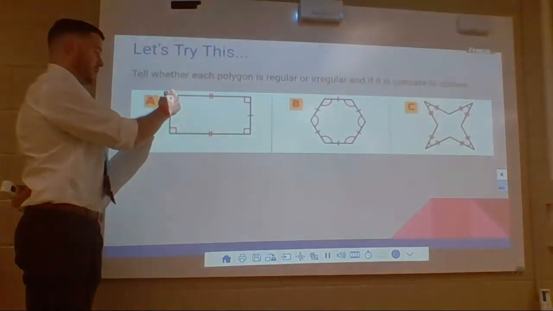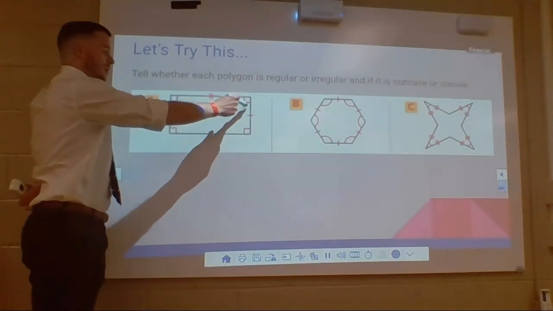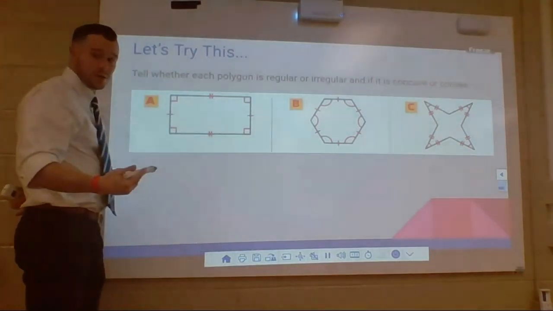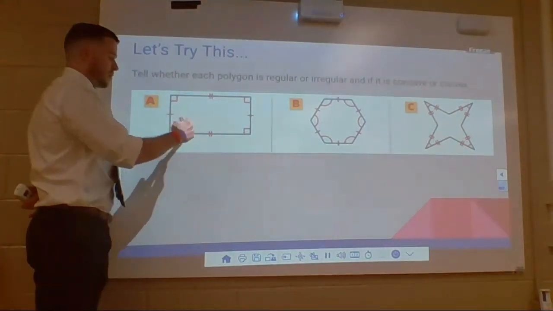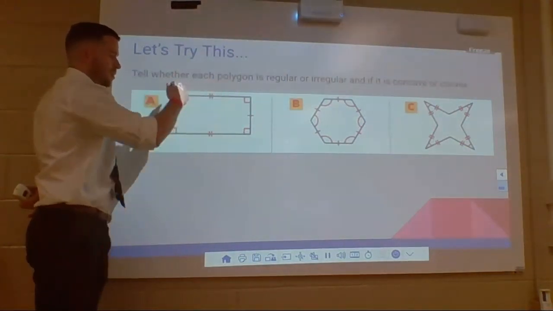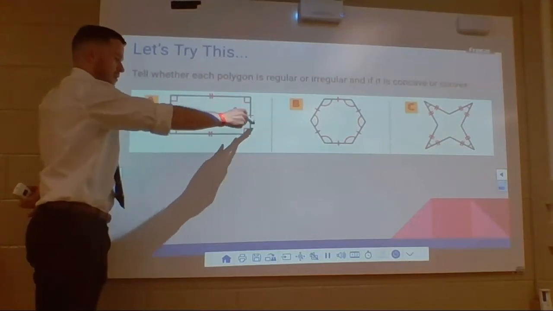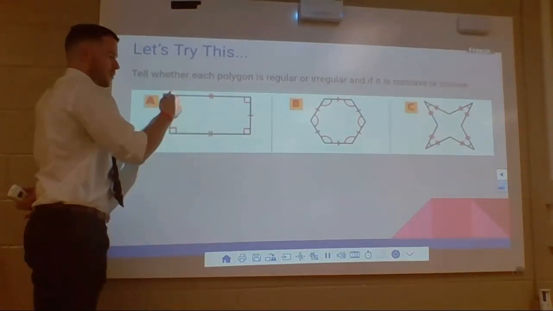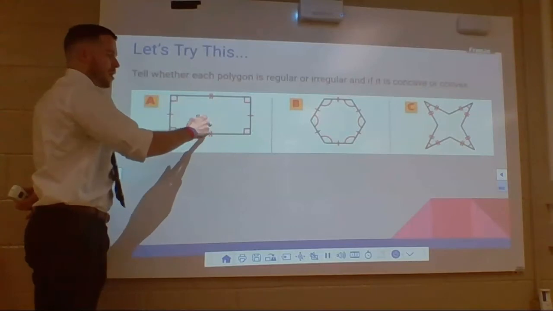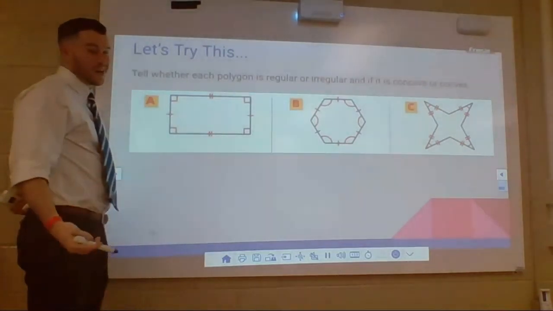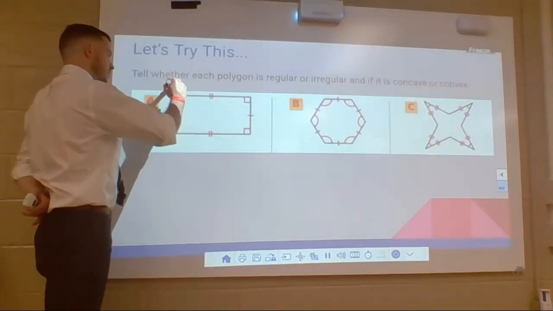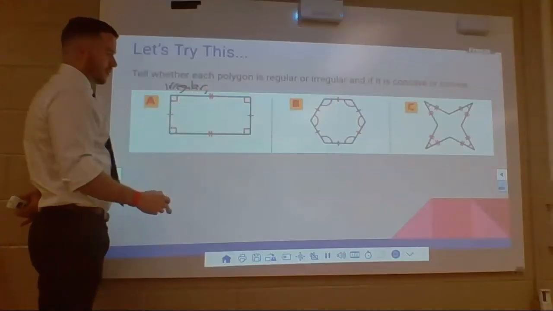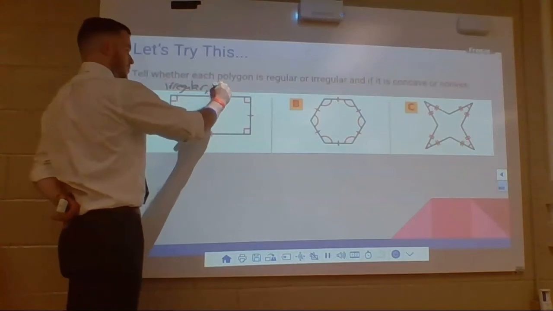Now, the rectangle, all of the angles are 90 degrees, so it is equiangular, but it's not equilateral. See, you have the long sides, and then you have the shorter sides. Well, the short sides are congruent to each other, and the long sides are congruent to each other, but not all the sides are congruent, so it's not equilateral. So this is not regular, therefore it is irregular, but it doesn't cave in. It doesn't cave in at all, so we'd say it's convex.